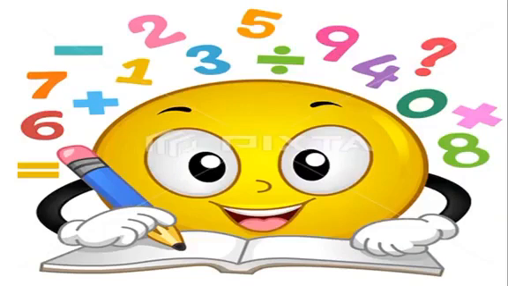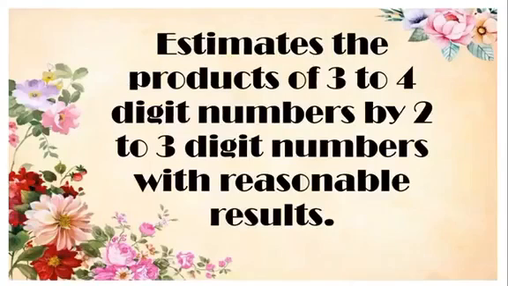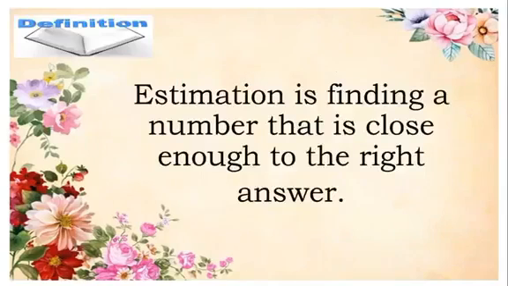Welcome to this video. Our topic to present today is estimating the product of 3 to 4 digit numbers by 2 to 3 digit numbers with reasonable results. Estimation is finding a number that is close enough to the right answer. Estimating is an important skill. Without estimation skills, you are not able to determine if your answer is within a reasonable range.